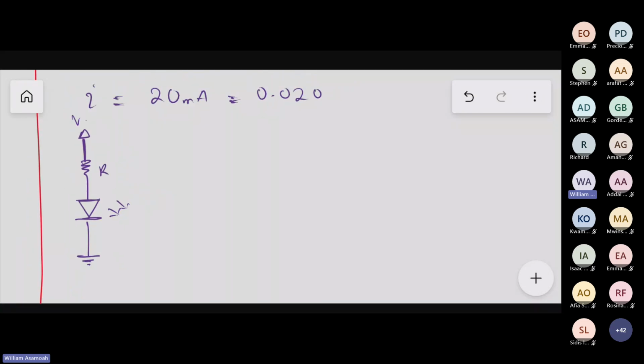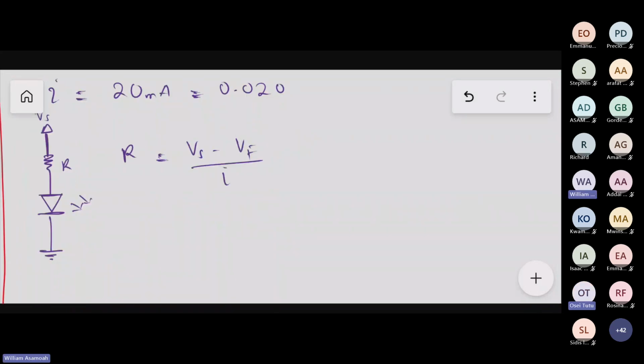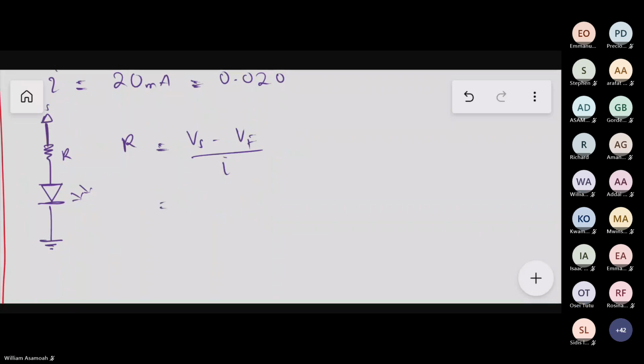And here is VS. So R is going to be equal to VS, 9. Let's take the formula first: VS minus VF over I. So 9 minus 2.1 over 0.02. And what do we get?